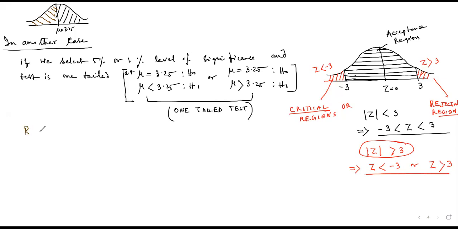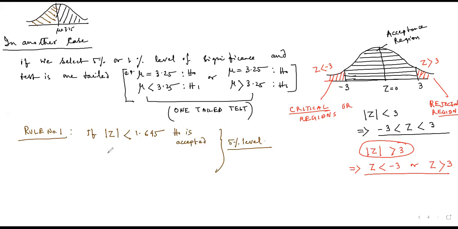So rule number 1 says that if mod z is less than 1.645, I'm considering the 5% level of significance, H naught is accepted, and if mod z is greater than 1.645, H naught is rejected. That is rule number 1 for one-tail test.